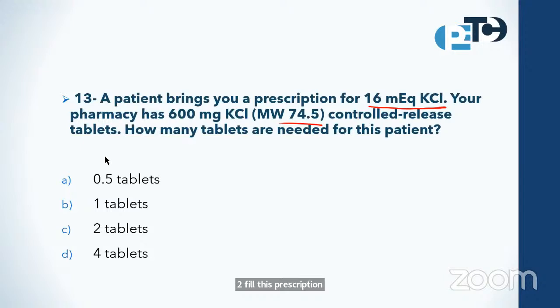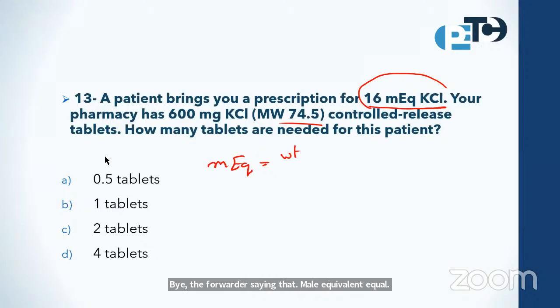How can we know that? We need to know the 16 milliequivalents means how many milligrams. By which formula? The formula saying that milliequivalent equals weight in milligrams over molecular weight over the small n. What is the small n? The small n is the valency of the positive ion multiplied by its number in the molecule. So here we have potassium chloride.